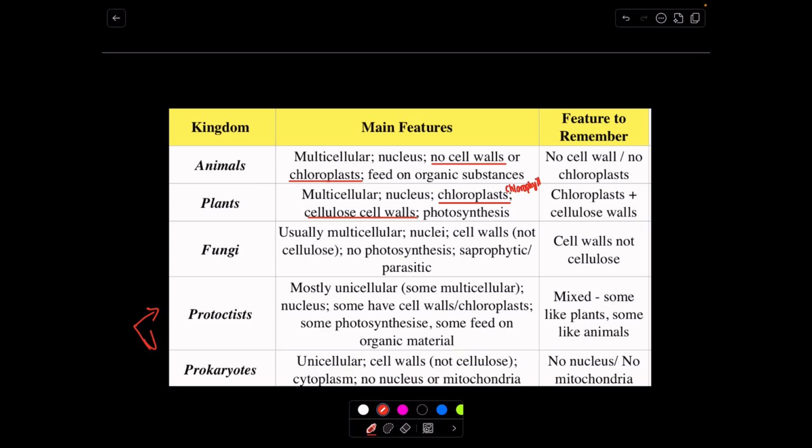Now, fungi are usually multicellular. You need to know, by the way, that these 3 are multicellular. That's how I like to remember it. The first 3 are mostly multicellular, okay? Or actually, animals and plants are always multicellular, but fungi are usually multicellular. They have nuclei, cell walls, but the cell walls are not made out of cellulose, okay? That's very important to remember.